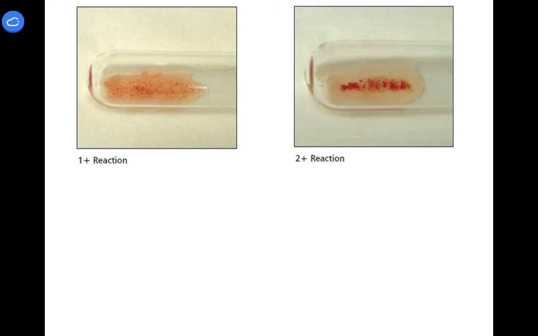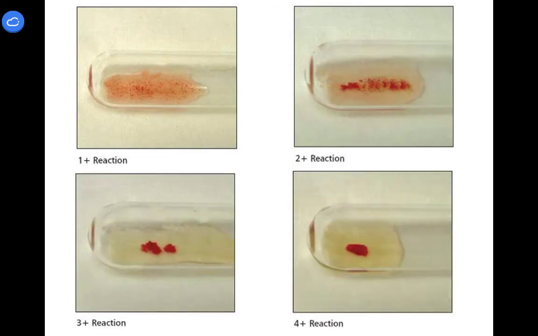This is just kind of showing you the various degrees of reaction. All of these are positive. So all of these indicate that there has been a reaction.